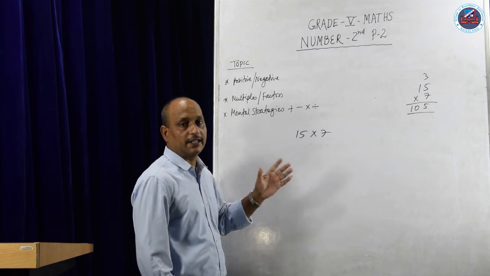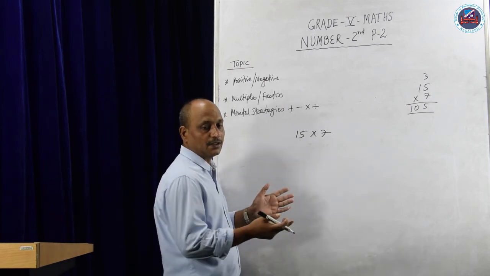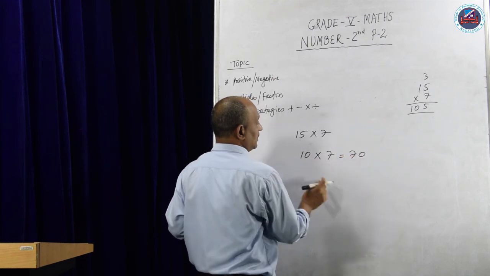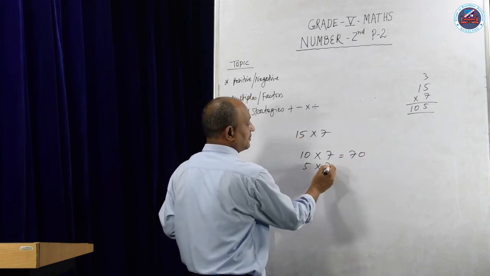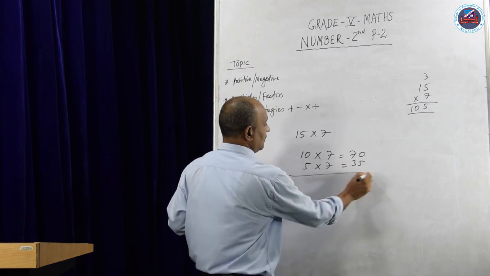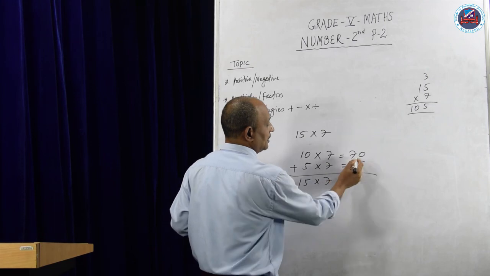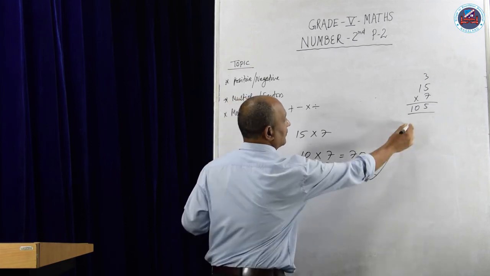Now here, 15 means 10 plus 5, 15 divided. So 10 into what number? 7. 10 7s are 70. 5 remaining here. 5 into 7. 5 7s are 35. So since we are adding, 10 plus 5, 15 into 7, it becomes, when we add here, 105. It's coming the same.